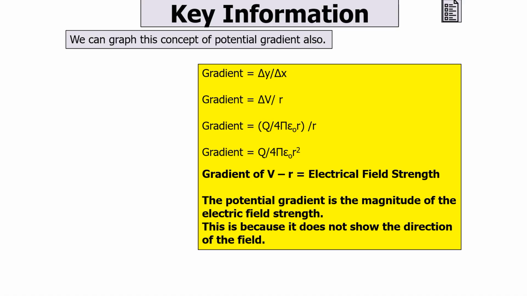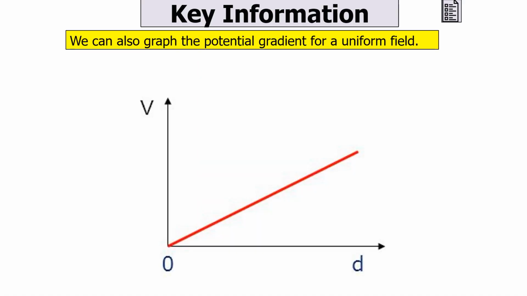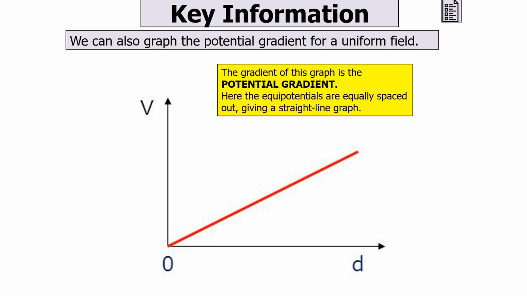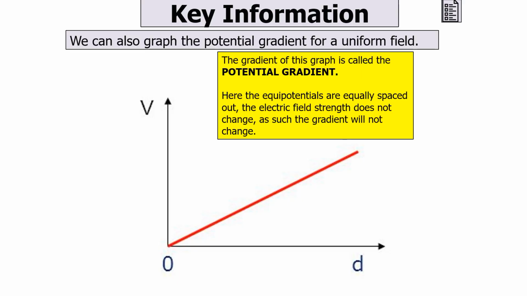Now this is because it doesn't show the direction of the field. So as we said before, we can graph the potential gradient for a uniform field. The gradient of this graph is our potential gradient. Here, the equipotentials are equally spaced out, giving a straight line. So the electrical field strength doesn't change, as such the gradient doesn't change.